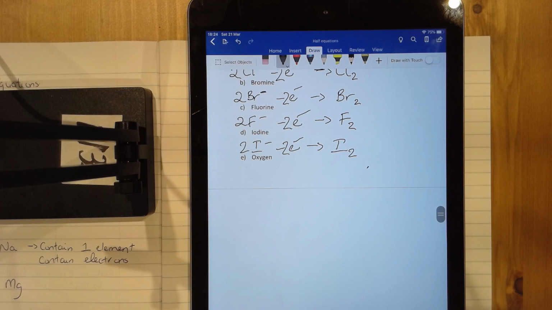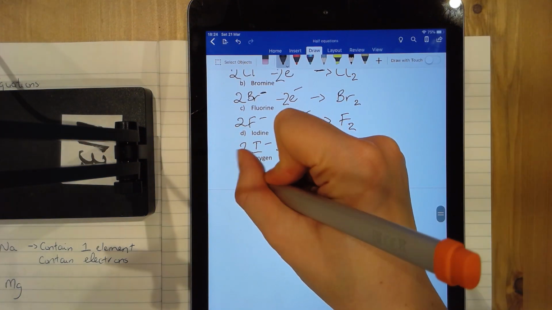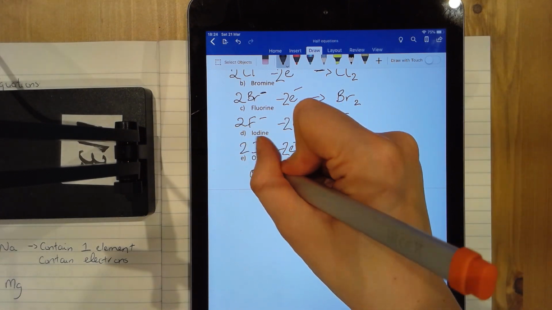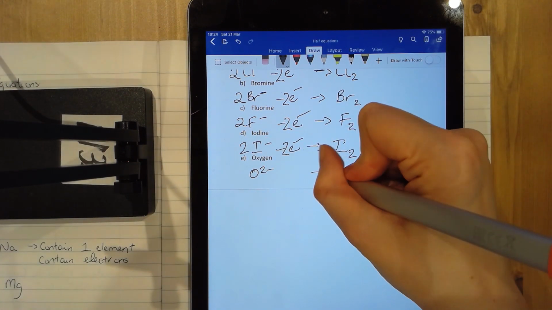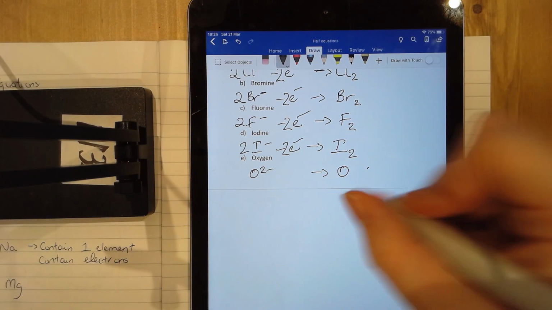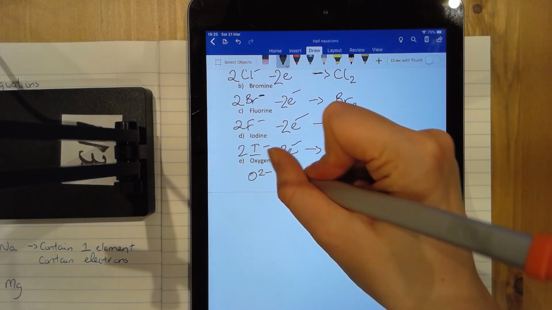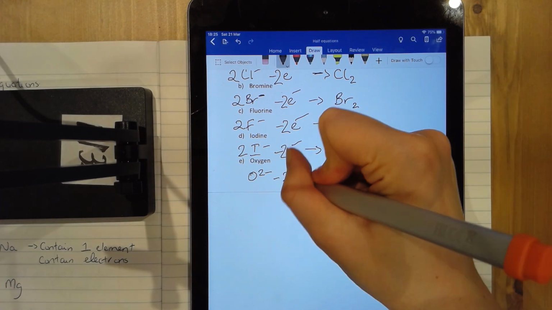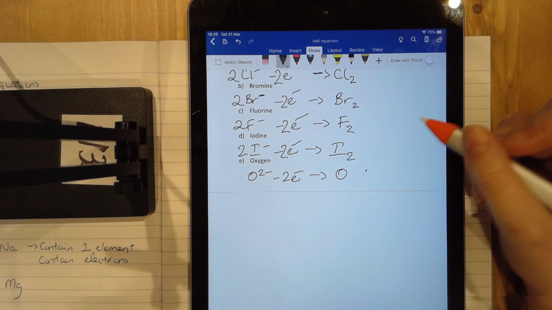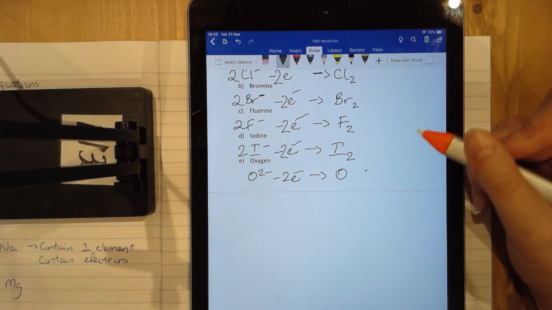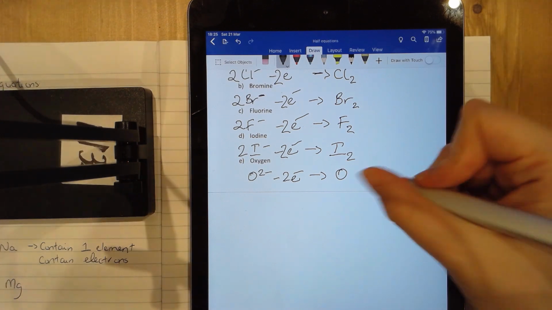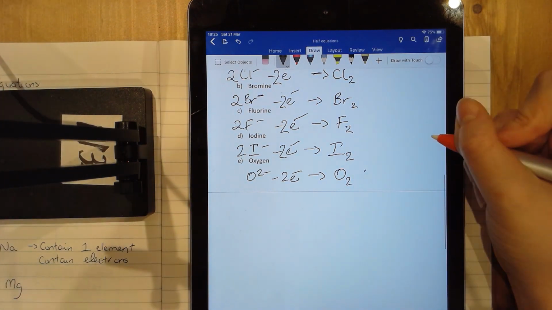The last one is oxygen. So oxygen is in group 6 and it has a 2- charge. I want to make that an oxygen atom again. It's gained 2 electrons, so I need to take those 2 electrons away to give me oxygen again. But just like the halogens, oxygen is also diatomic. Oxygen never exists as an oxygen atom. It always exists as 2 atoms joined together as O2.